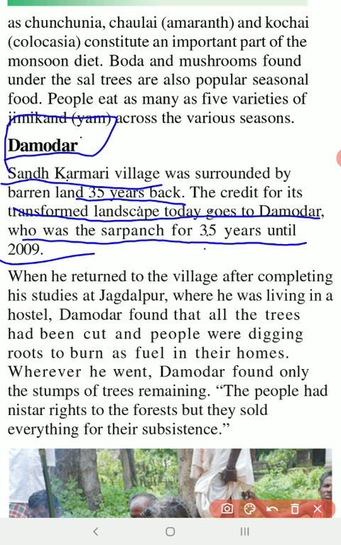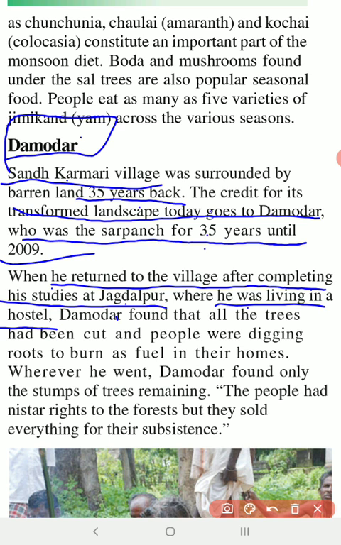He restored the forest. How did he do it? We'll read the small history of how he went about it. He was studying in Jagdalpur, living in a hostel, and after completing his studies, he came back to his village.